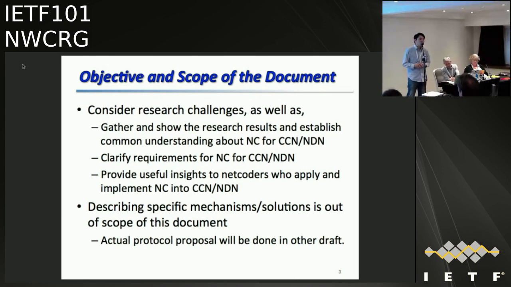The objective of this draft is to consider research challenges as well as we want to gather and show the research results to establish a common understanding about network coding for CCN. And we want to clarify the requirements for network coding for CCN. And hopefully, we want to provide useful insights to network coders in order to make it easier to apply and implement network coding into CCN and NDN. Now, an actual protocol proposal to satisfy the requirement is out of scope of this document, but we will propose an actual protocol based on our papers in another draft.